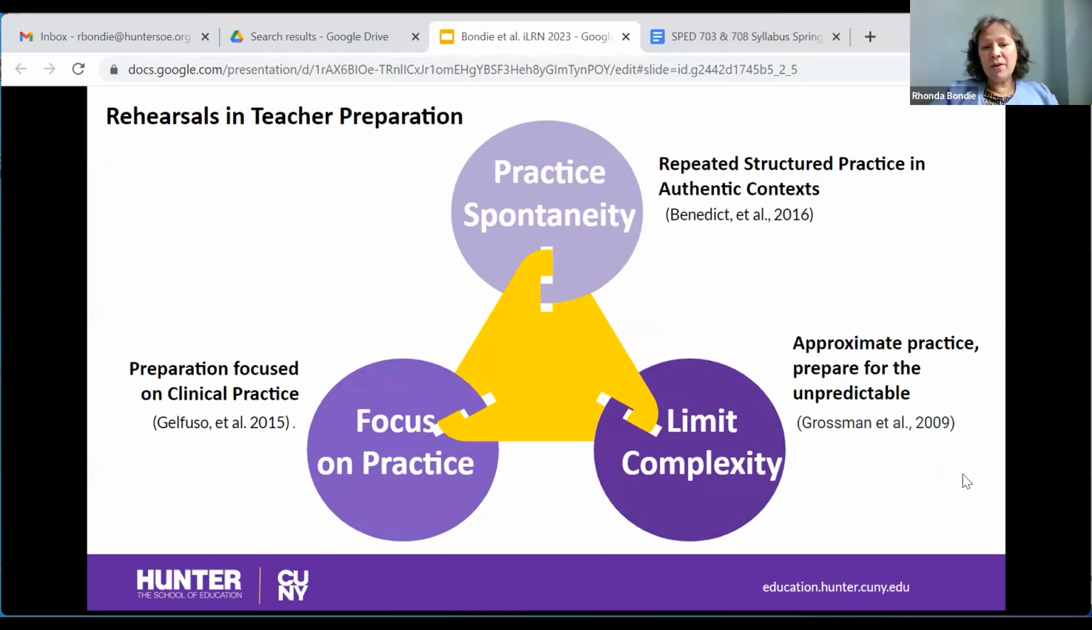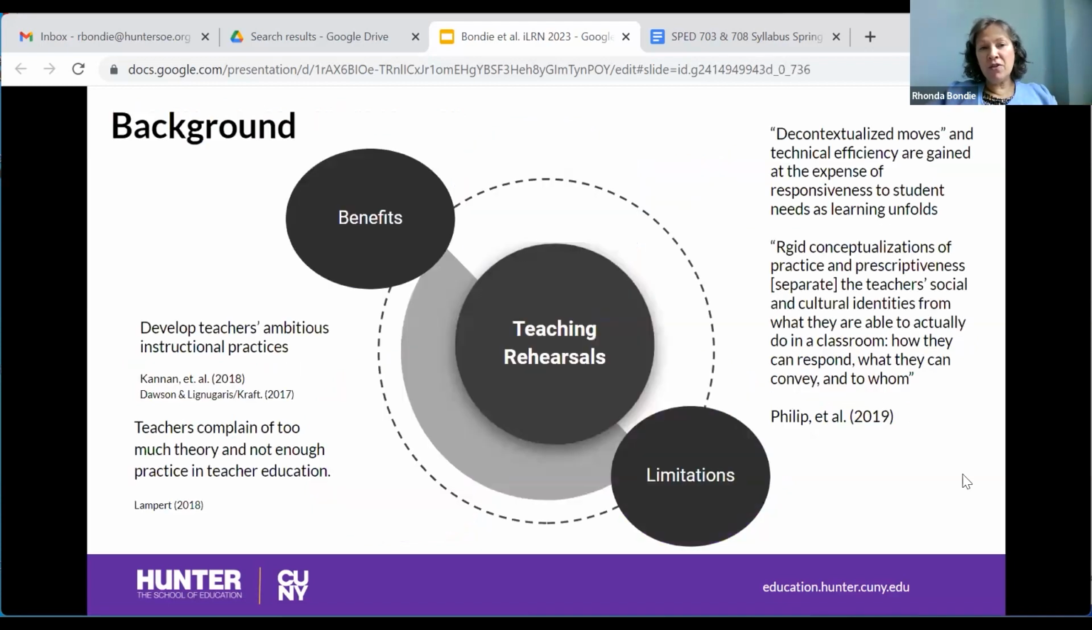And rehearsals in teacher preparation have three main goals. They want teachers to be able to practice spontaneity, and to limit the complexity of teaching practice to something a teacher can work on in small bits. And we want teacher education to be focused on clinical practice and really developing the skills that they'll be using with students in the classroom.